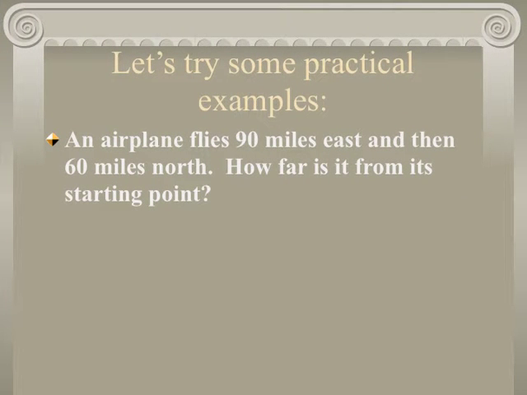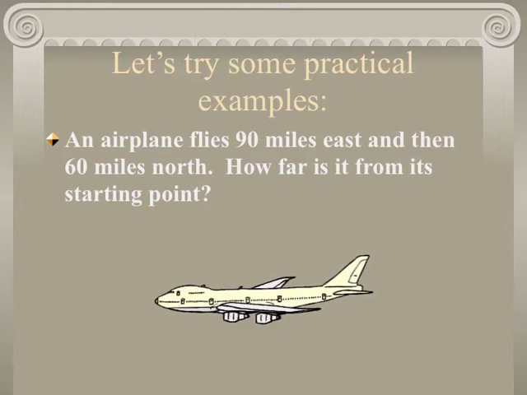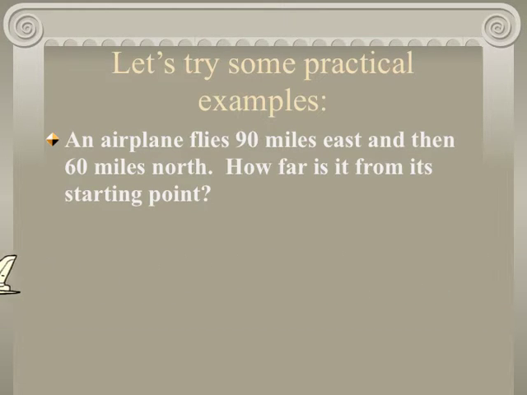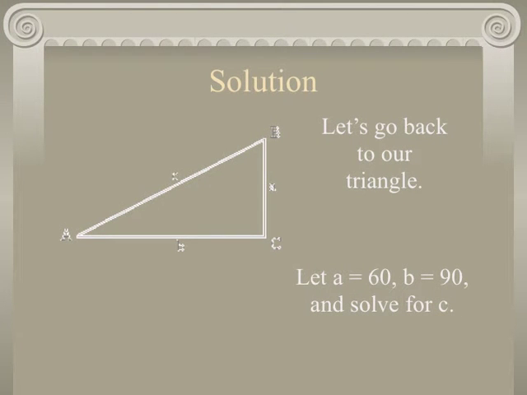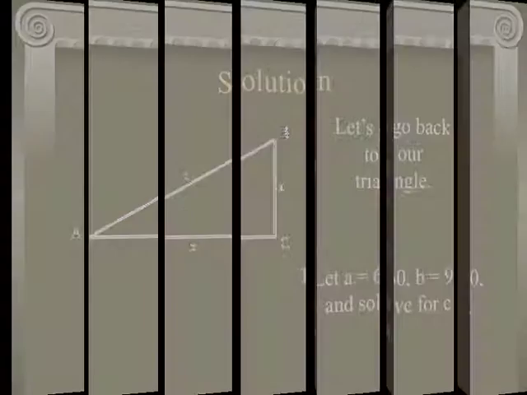Let's try some practical examples here. An airplane flies 90 miles east and then 60 miles north. How far is it from its starting point? Well, if you recognize that flying east and then north connect those dots to make a right triangle, you will see that we can make A equal 60, B equal 90, and then solving for C, the hypotenuse.